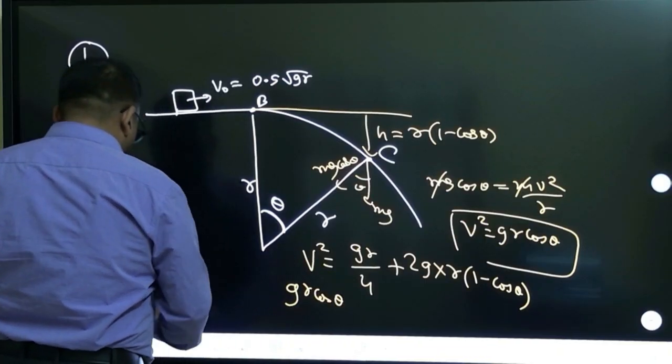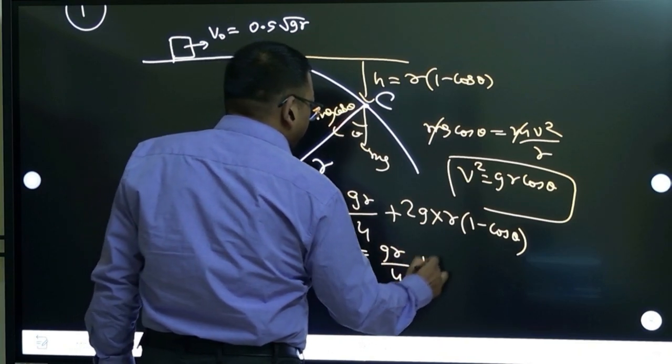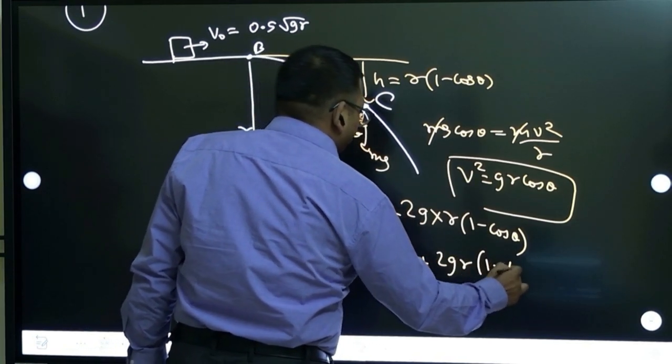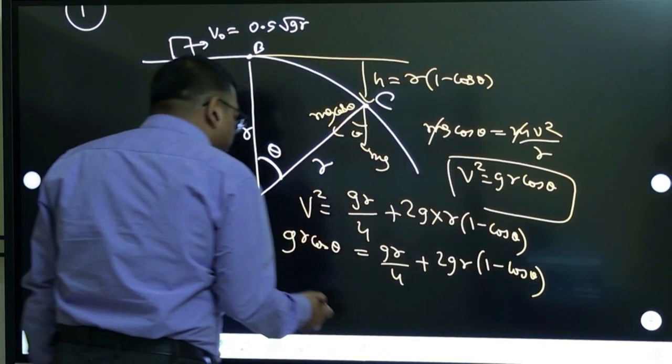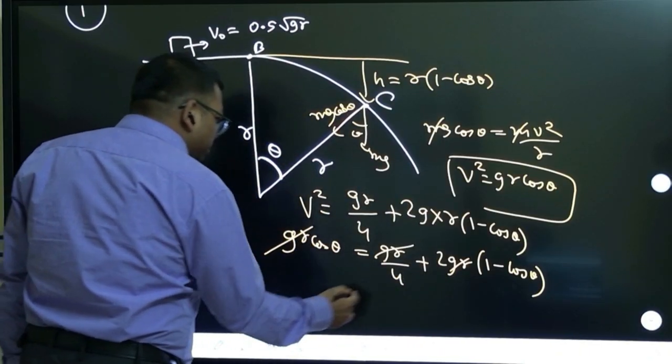And now it's over. Now one step solve this: gr by 4 plus 2gr times (1 minus cos theta). How fast you can solve that depends on you. gr cancelled. Right, I take LCM 4 and solve this.